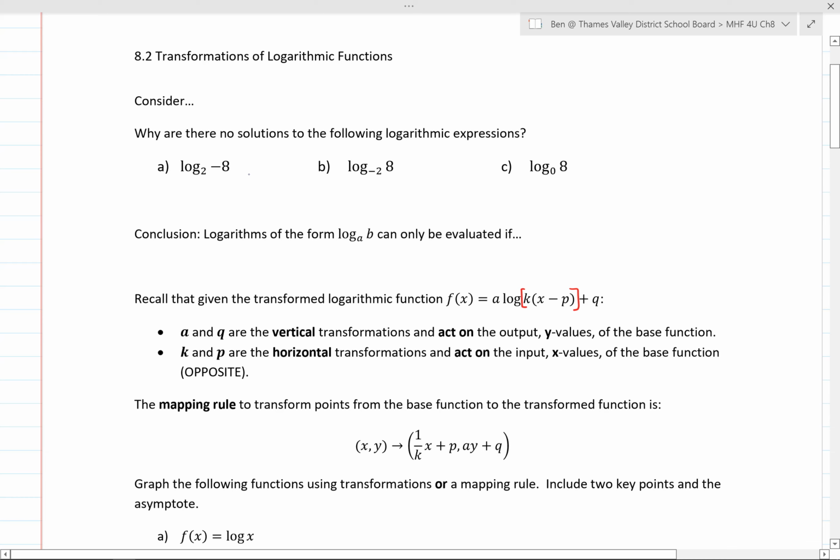All right, so section 8.2 here today. We're looking at applying transformations to this logarithmic function that we just discovered in section 8.1. Well, these transformations are the same transformations that we've been applying all course, right? That is when we're looking at our A, K, P, and Q values in order to find our vertical and horizontal stretches and reflections and compressions and translations.